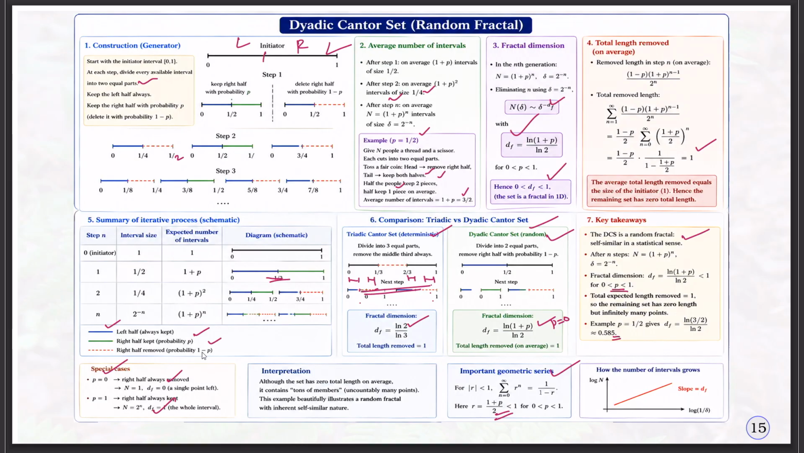If you choose the probability value between 0 and 1, one can get the fractal dimension lying between 0 and 1. We can give the 1 to 1 correspondence. Here it shows how the number of intervals grows with respect to 1 by delta. This is the comparison between the random fractal and the deterministic fractal, a fine example.